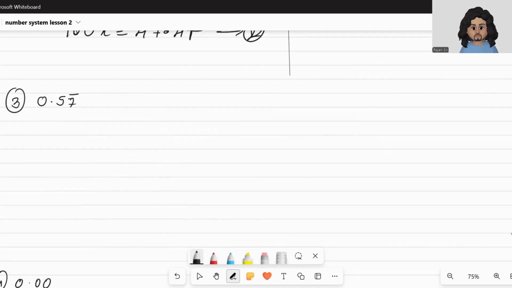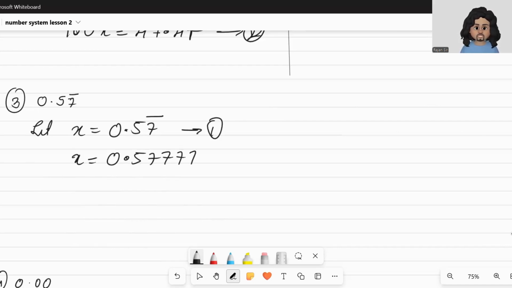Sorted? So this one is a little tricky one. So you can say let x equals 0.57 bar. And as you can understand, there's a bar on this one only. So first we will write it in the open form. So you can take this as equation number 1. So in the open form, this will be 0.57777 and so on. So you multiply first by 10.